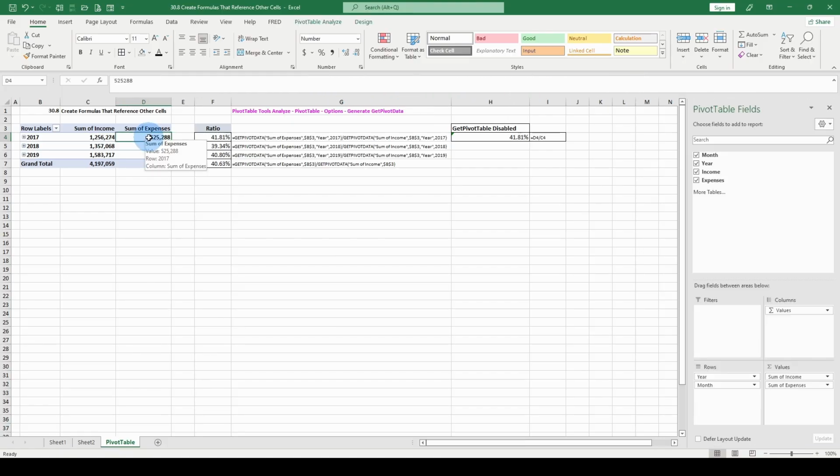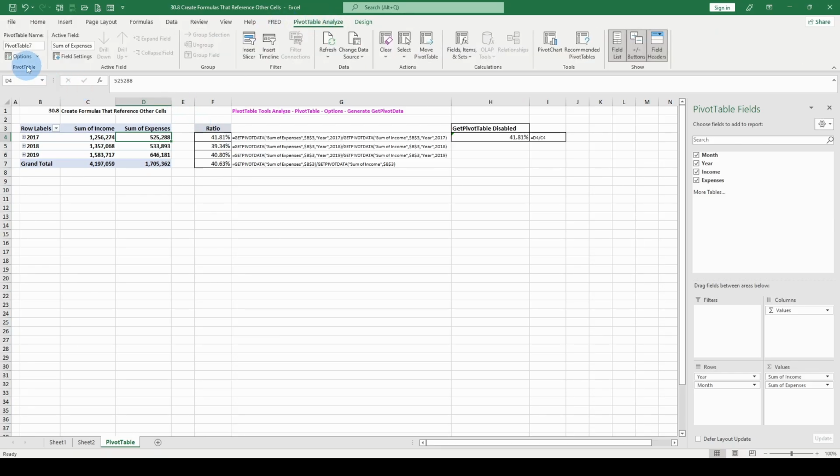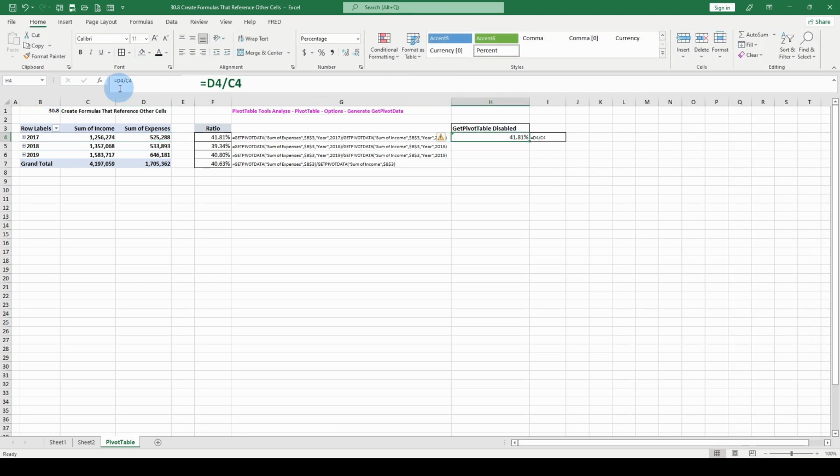Make sure we're within the pivot table. Go to pivot, go over here to options, and you see this generate, get pivot data. Disable it. Here's the same thing, D4 divided by C4. Simple solution. So that's how you can use internal pivot data or external calculations.